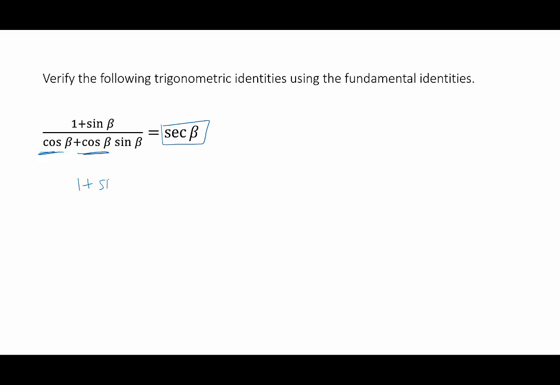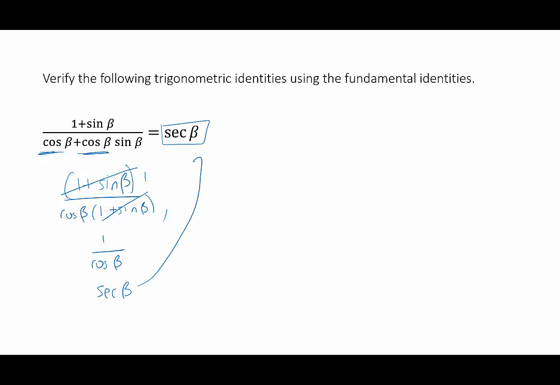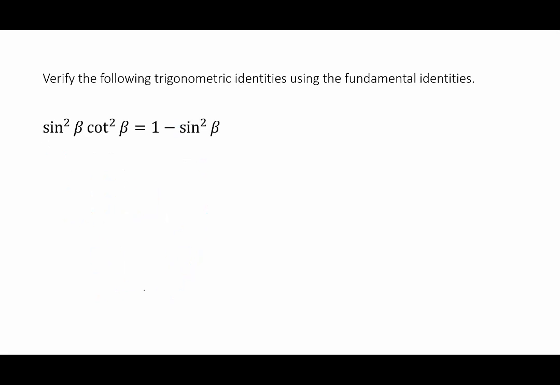We get 1 plus sine of beta over, I'm going to factor out that common factor of cosine beta. That's going to leave me with 1 plus sine of beta. Okay, now the numerator and denominator have a common factor, so those become 1s. And I'm left with 1 over cosine of beta, which I can use the reciprocal identity to say is equivalent to secant of beta, which is what I was trying to show. Oh, that wasn't so bad. That was actually kind of nice.